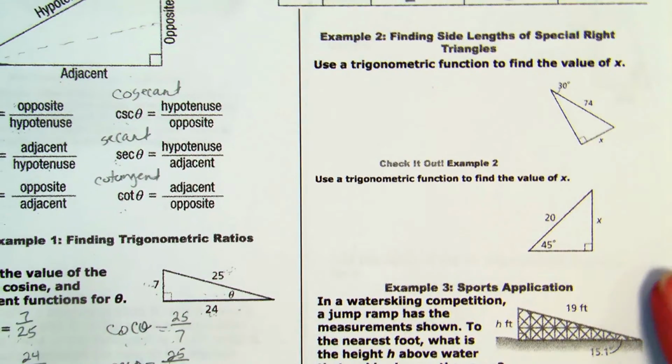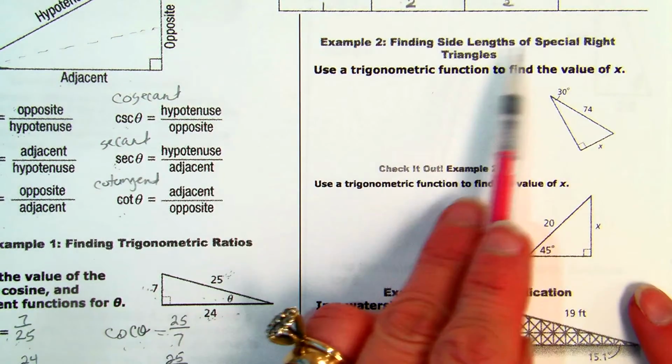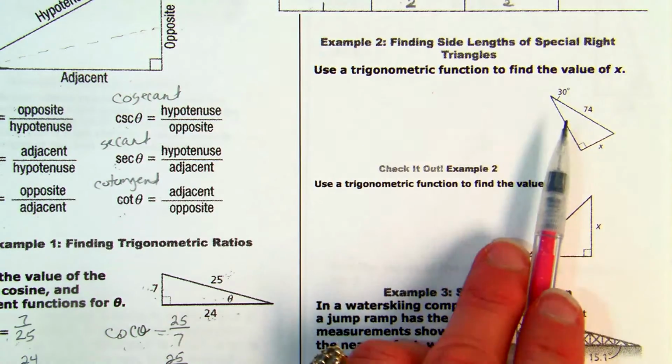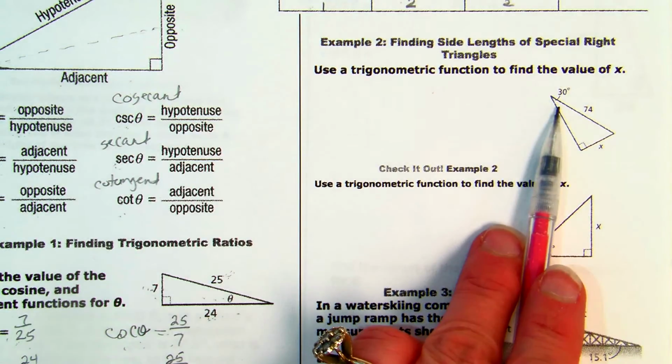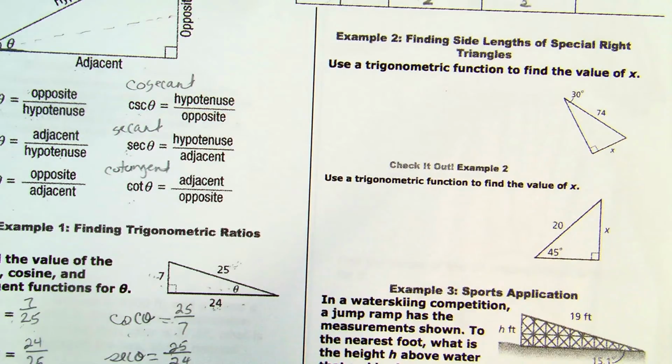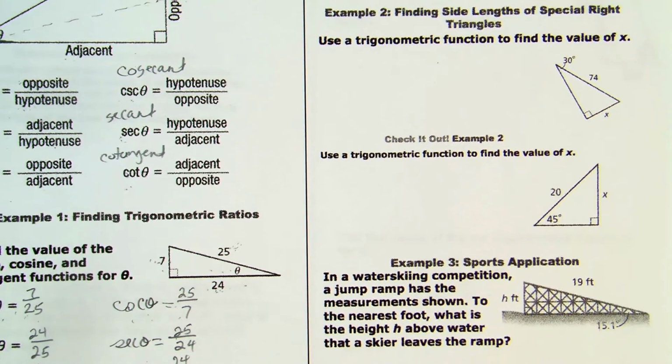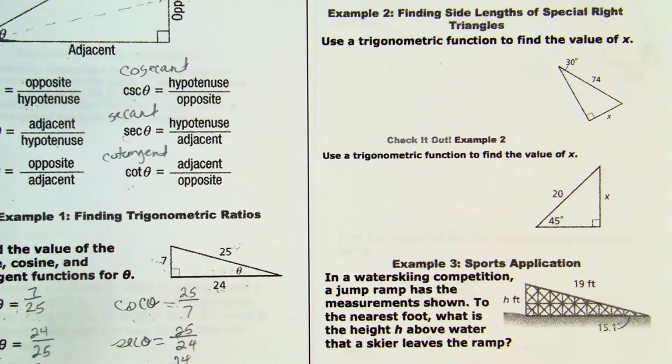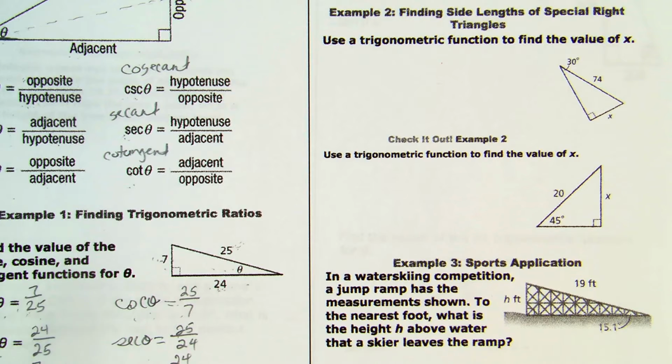All right, in example 2, it says finding side lengths of special right triangles. Do not pick a calculator up if your triangle is a special right triangle, which I'm talking about the 30, 60, 90 or a 45, 45, 90 triangle. You should have exact values. That means no decimal answers.